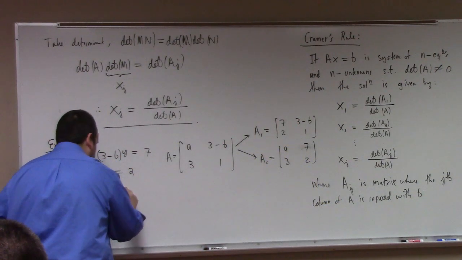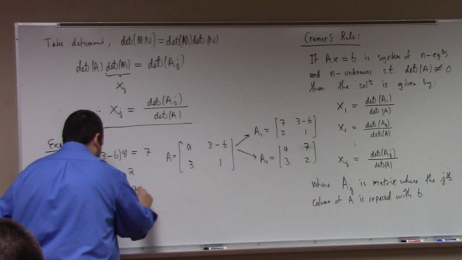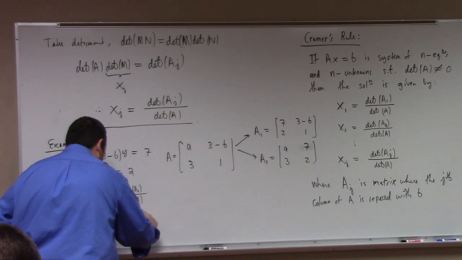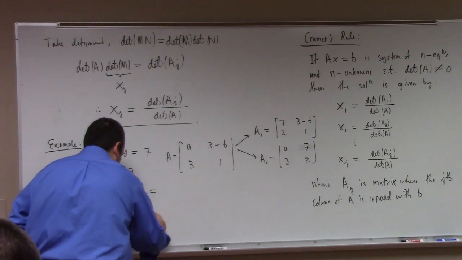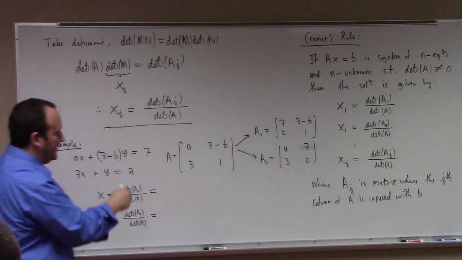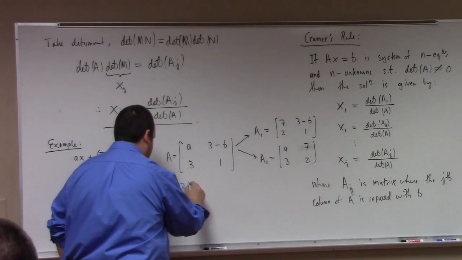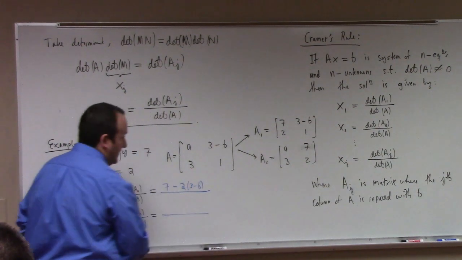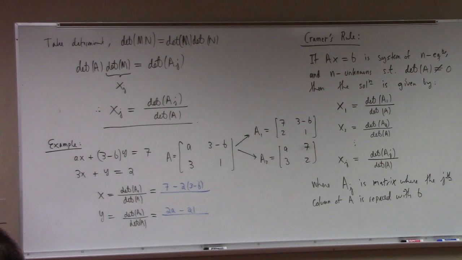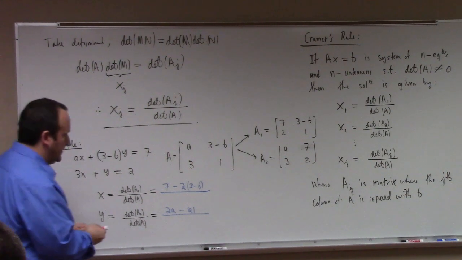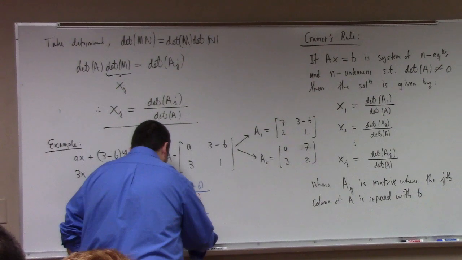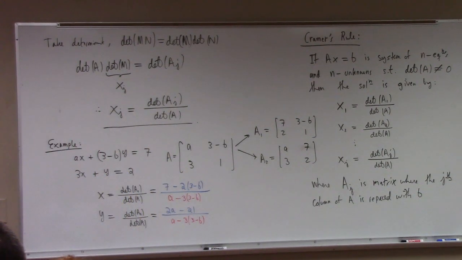And so x is equal to the determinant of A1 divided by the determinant of A. y is equal to the determinant of A2 divided by the determinant of A, which you can see are given by: the determinant of A1 is 7 minus 2 times (3 minus b). The determinant of A2 is 2a minus 21. And in both cases, the determinant of A itself is just a minus 3 times (3 minus b). And there you go. That's the solution.